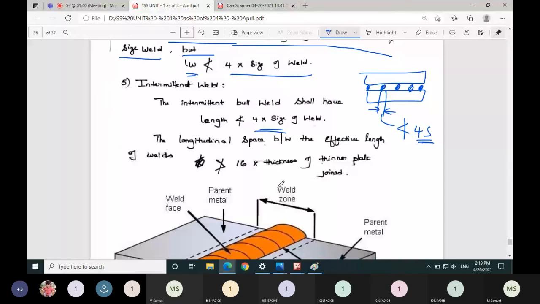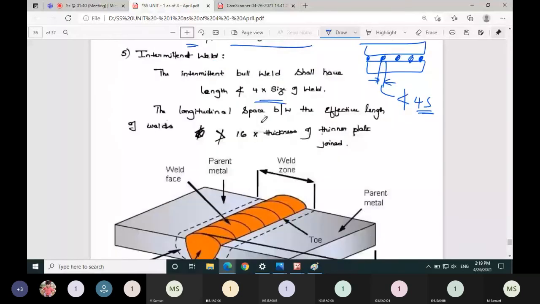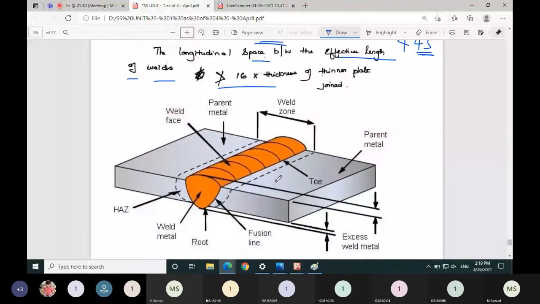And the longitudinal space between the effective lengths of welds should not be greater than 16 times of thickness of thinner plates. Ante ee intermittent weld chesinappudu first part of weld ki ee second part of weld ki maddana inko chotu untundi kadandi, time distance interval undi kada between weld to weld, aa distance emo 16 times of thinner plate kante ekkuva undakudu. So this figure is helping, can help you more with the length.